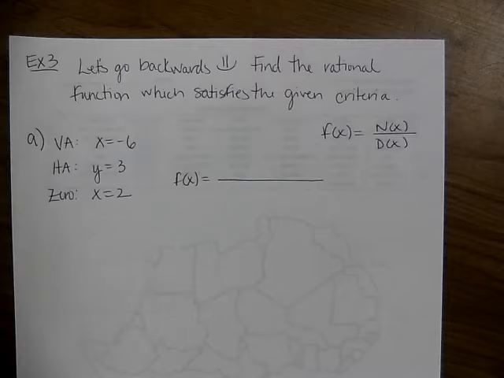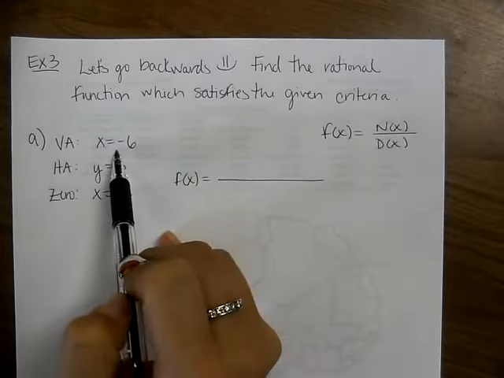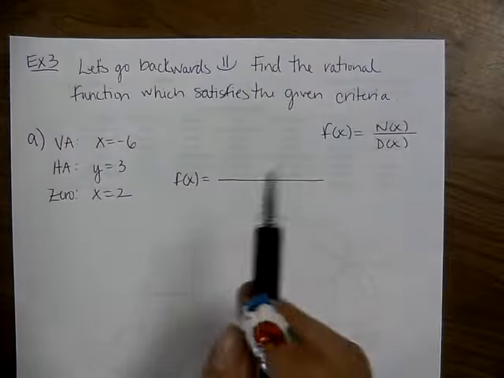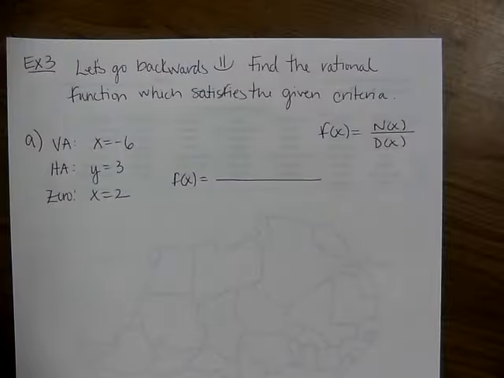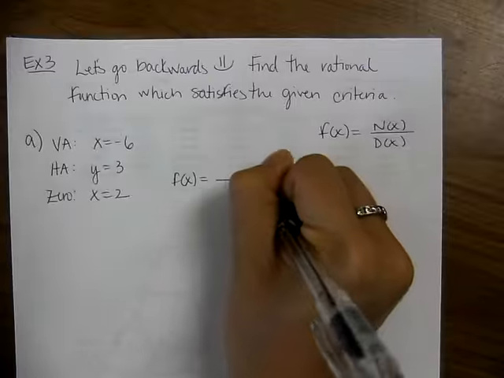Okay, now we have to think about where this information came from. How did you find the information? So when I think about the vertical asymptote, how do you find a vertical asymptote? You take the denominator and you set it equal to 0. So if I take the denominator, set it equal to 0, and it produces x equals -6, what had to be in the denominator? x plus 6.